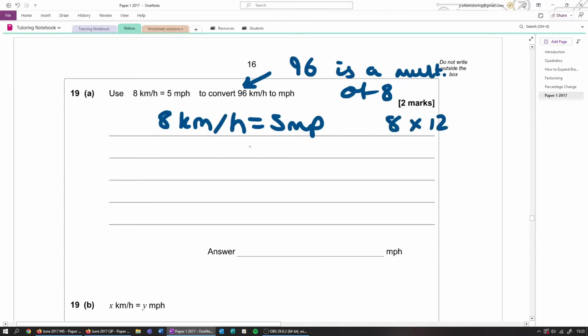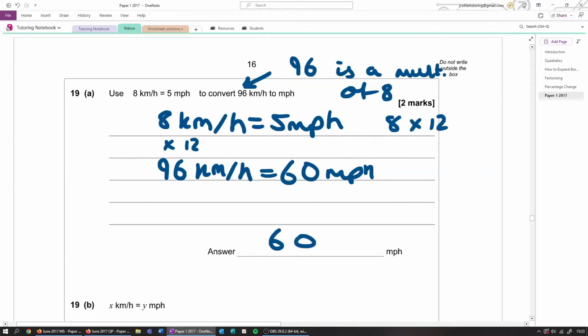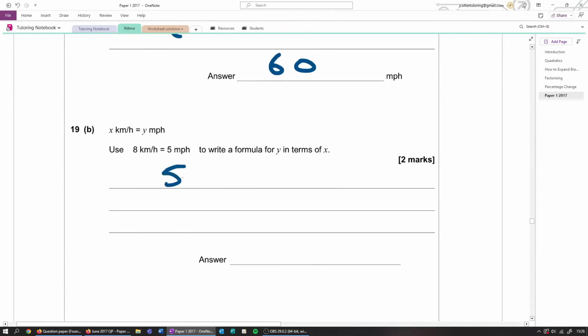So if I multiply the left hand side by 12, I will get 96 km slash h is equal to 5 miles per hour, times 12 is 60 miles per hour. So we know the answer here will be 60. I have times both sides by 12 so that we have got the 96 there, and then the conversion was nice. We have 5x is equal to 8y, and so if we divide both sides by 8 to make y the subject, we get y is equal to 5x divided by 8. Okay.